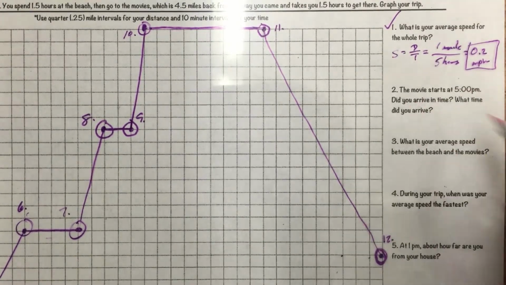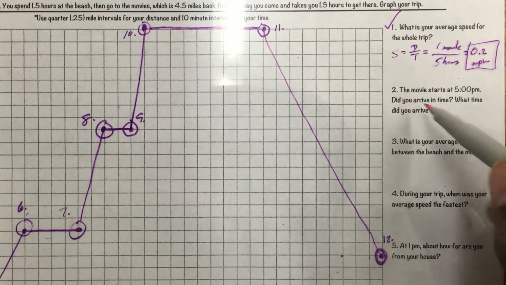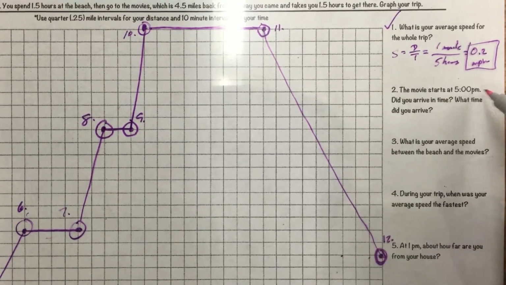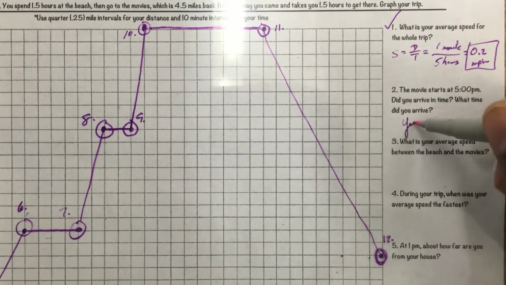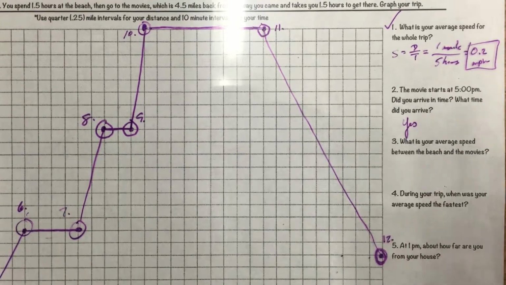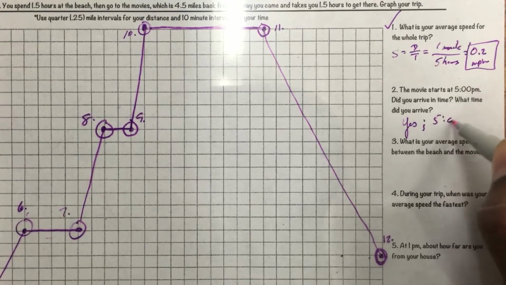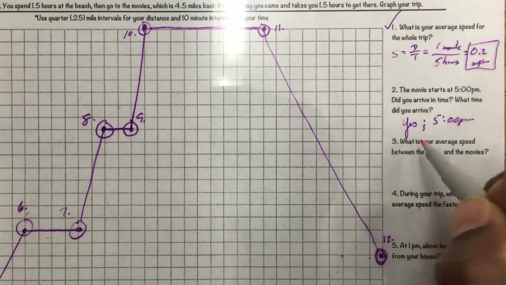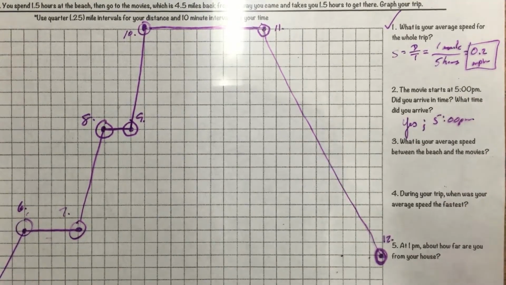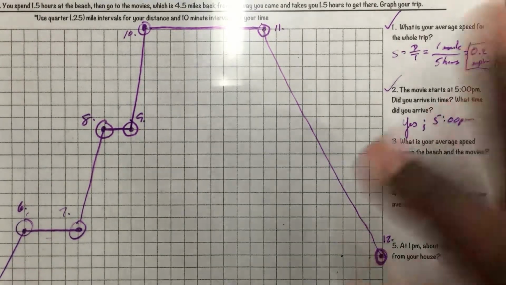The movie, they need 2 answers for this because there's 2 questions. First, it says the movie starts at 5. Then it says, did you arrive in time? Yes, we did, because we got there at 5. What time did you arrive? We arrived at 5 p.m. If they didn't answer both of these, they don't get the check. No half credit. Two questions, you need to read and be thorough. If they got it right, give them the check. If they miss anything, they don't.